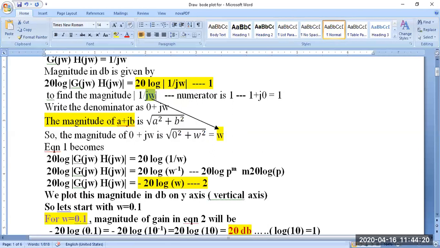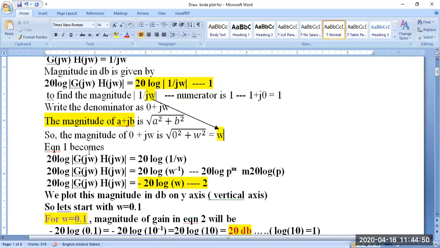Denominator is j omega. So j omega can be written as 0 plus j omega. And if I write it as 0 plus j omega, the magnitude of 0 plus j omega is the square root of 0 square plus omega square. So 0 square plus omega square means it will be omega square, under root. And the square root of omega square is omega. So the magnitude of the denominator is omega and the magnitude of the numerator is 1 only.